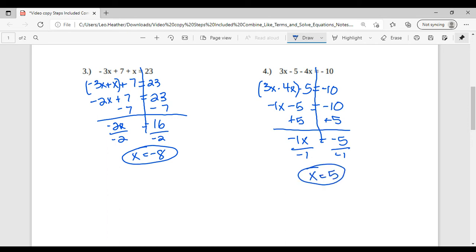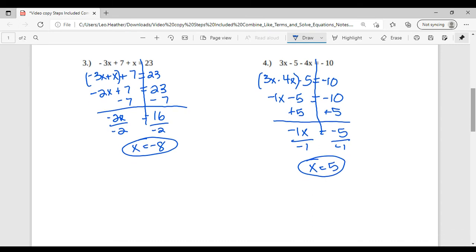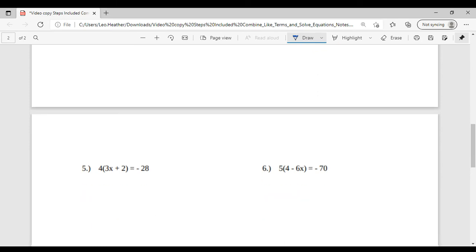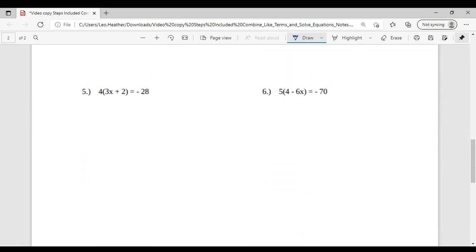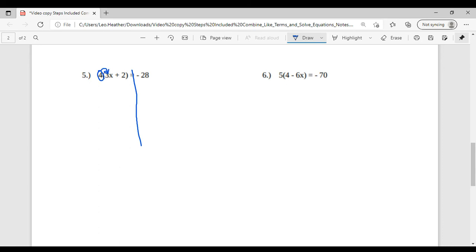Okay, so those 4 examples, including adding like terms. Now we're going to go down to number 5 and 6. 5 and 6 are also combining like terms, but when you drop your t, you're going to notice that now you have to use the distributive property. So I'm going to distribute 4 to 3x and 2. So 4 times 3x is 12x, plus 4 times 2 is 8.